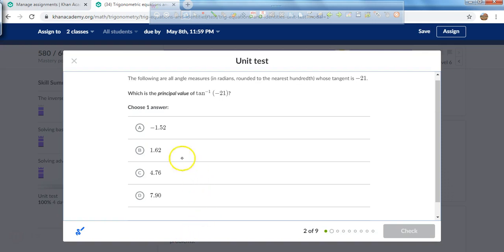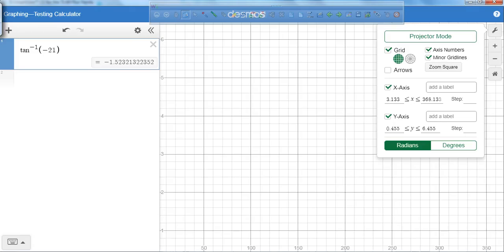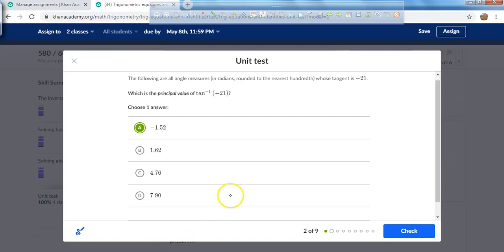Negative 1.52. My bad, wrong one. Okay, yeah, negative 1.52 is correct. All right, so that's pretty easy. Just find the inverse as long as it's in radians. Keep it in radians.